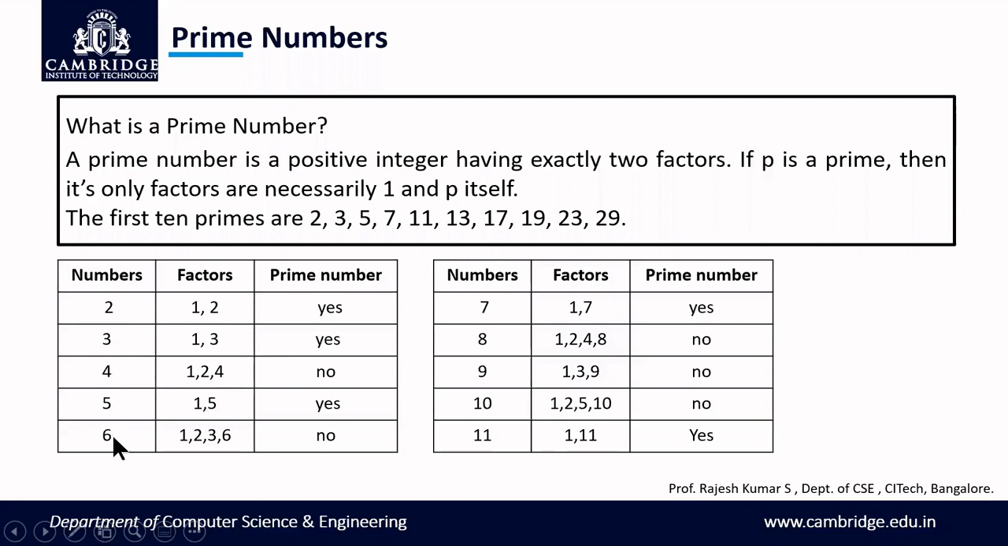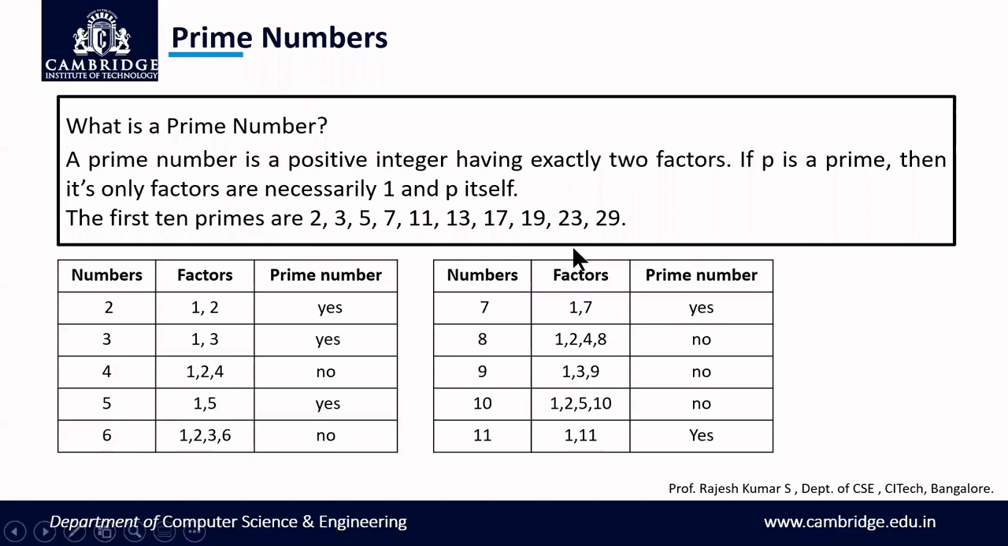If you take 6 as an example, 6 is divisible by 1, 2, 3, and 6. So the number of factors here is 4, and we say 6 is not a prime number. Here I have listed the first 10 prime numbers: 2, 3, 5, 7, where 2 is the smallest prime number having the factors 1 and 2.